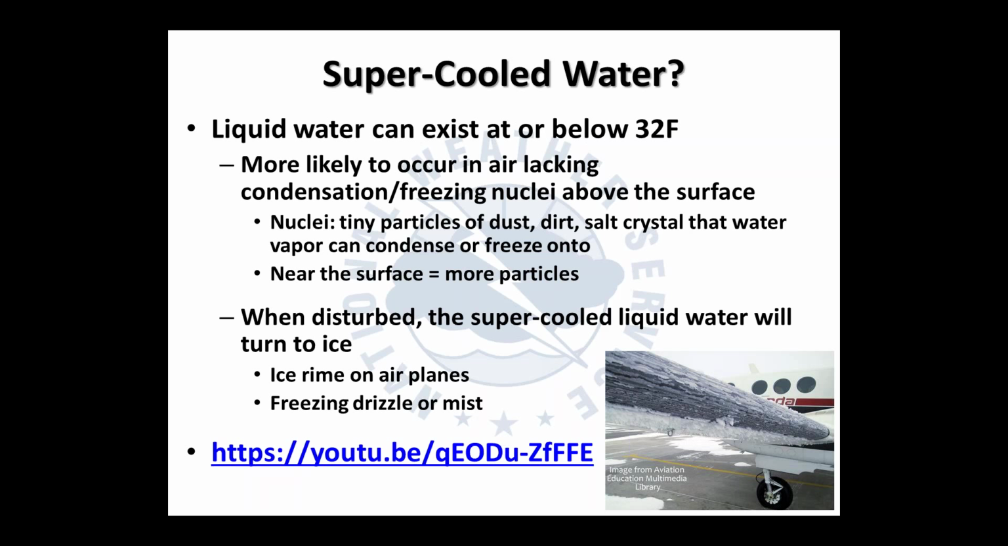Therefore, the supercooled water, which is again just liquid water at or below freezing, is more prevalent higher in the atmosphere. And when it's disturbed, like I said with the freezing mist, if you're driving a car through it, or in the case of the picture on the bottom right, the supercooled liquid water will turn to ice when it is disturbed, such as by the turbulence formed by an airplane flying through.